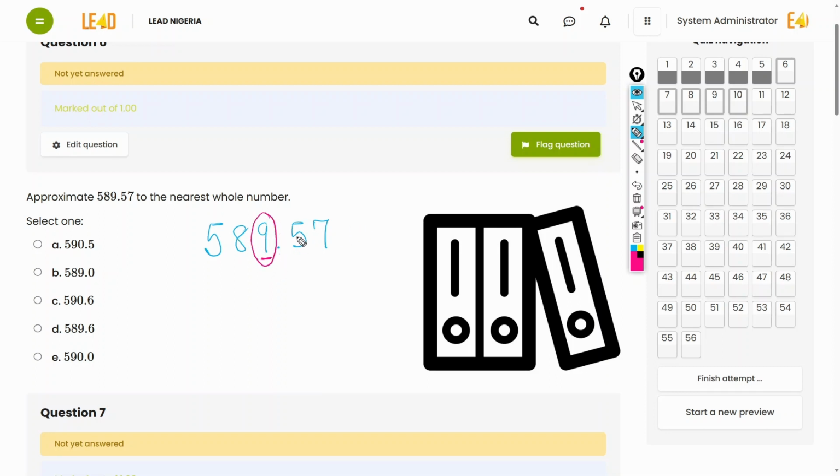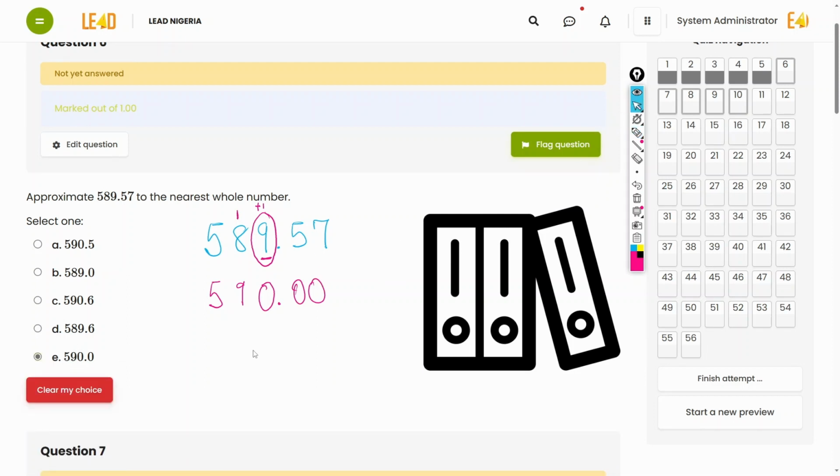So we will be testing the digit to the right, 5. Is 5 a strong or weak digit? It's a strong digit. So that means this is going to be plus 1. Nine plus 1 is 10. Take 1 up again, 9, 5. And then everything beyond the target digit will change to 0. So the correct option is E, 590.